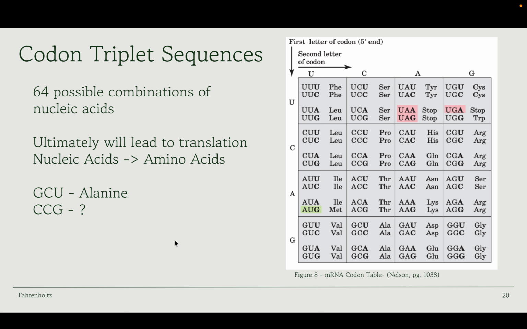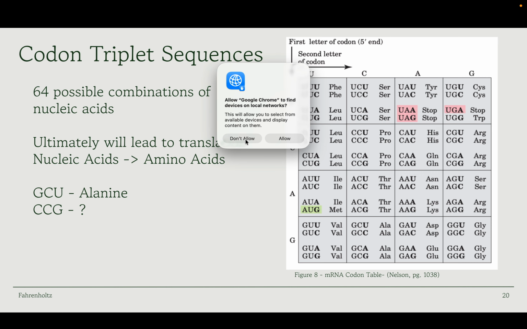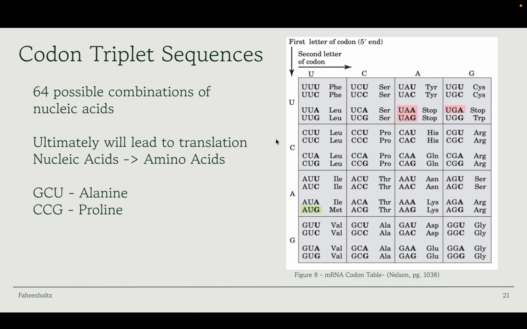Next, let's look for CCC. So first we'll go to that column. Here's our C. We'll then go to the row C, so CC, here we go. And let's find G. CCG must call for a proline amino acid. Proline is there, very good.